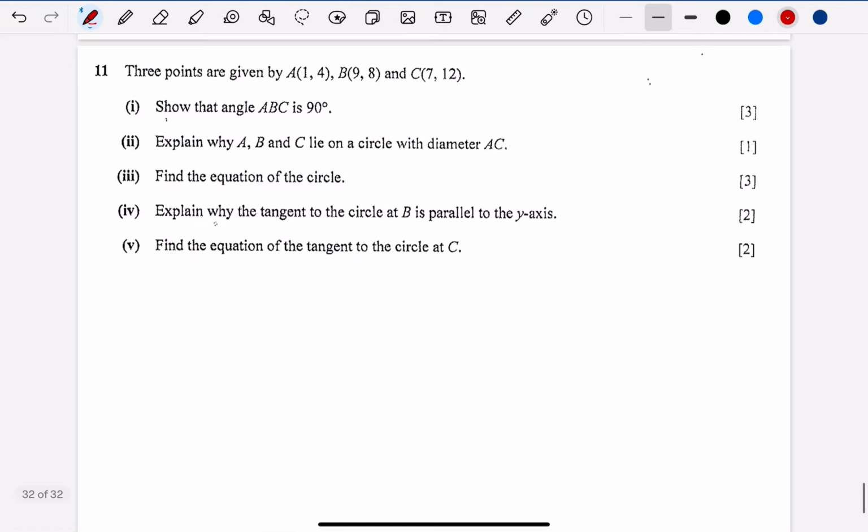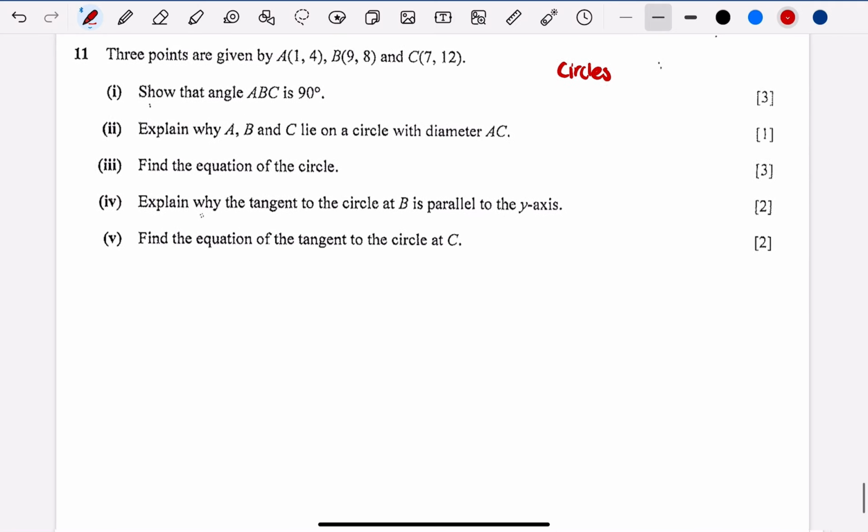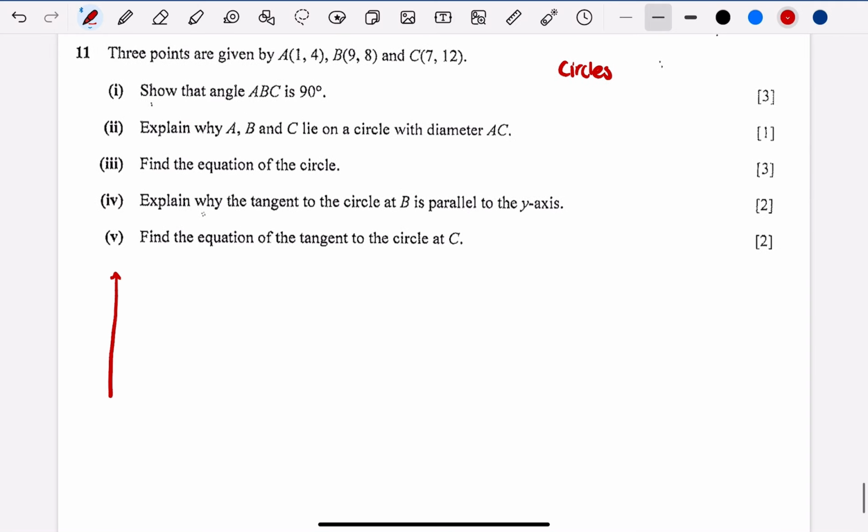Okay, this is question 11 from your 2018 Paper 2. This is the topic on circles. So they give you 3 points, A, B, C. We can plot these 3 points on our y and x axes very quickly. 1 comma 4 is maybe somewhere here. This is our point A.